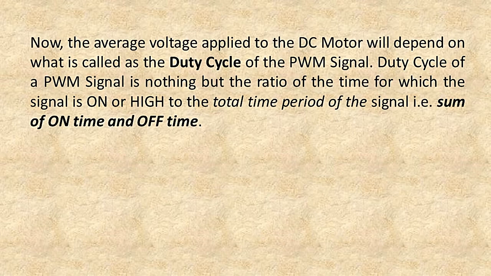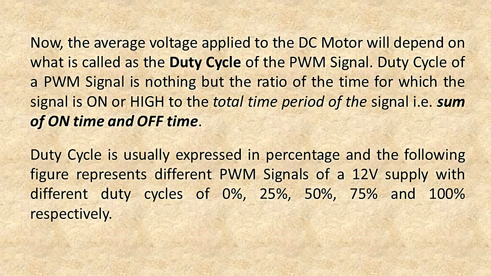Now, the average voltage applied to the DC motor will depend on what is called the duty cycle of the PWM signal. Duty cycle of a PWM signal is nothing but the ratio of the time for which the signal is on or high to the total time period of the signal, that is the sum of on time and off time. Duty cycle is usually expressed in percentage, and the following figure represents different PWM signals of a 12-volt supply with different duty cycles of 0%, 25, 50, 75 and 100% respectively.